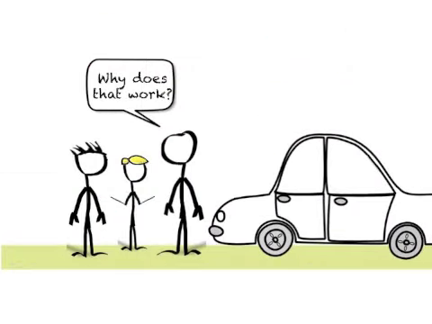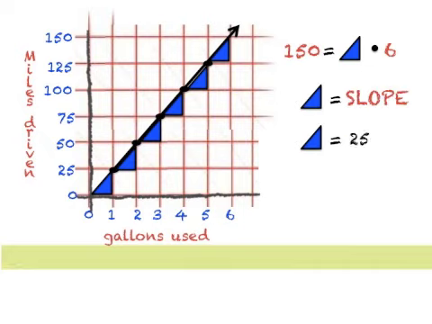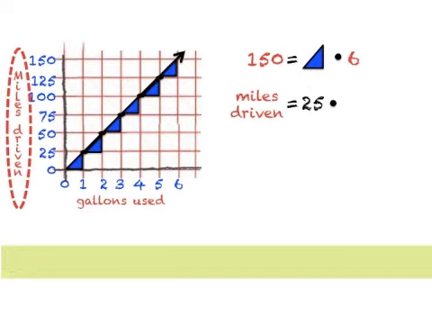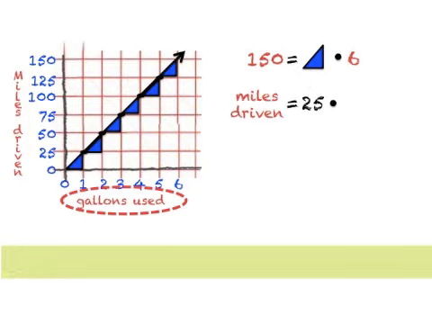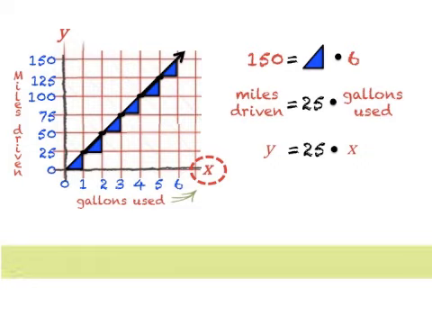"Why does that work?" asks Eric's father. Eric replies, "It works because the triangle is equal to slope, and the slope is equal to 25. So the triangle is equal to 25. The 150 is for miles driven, and the 6 is for gallons used. So our equation is miles driven equals 25 times gallons used." Remembering the labels on our graph, we see that y can be substituted for miles driven, and x can be substituted for gallons used.